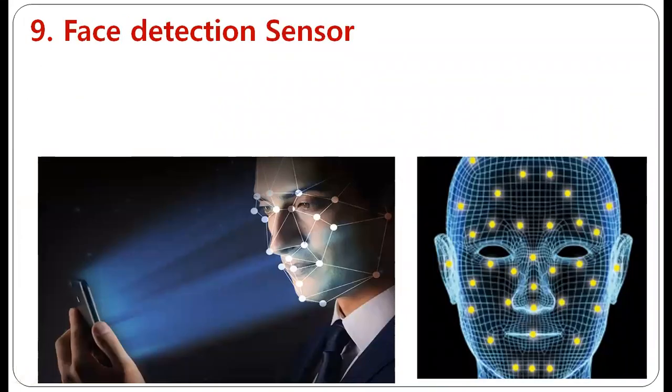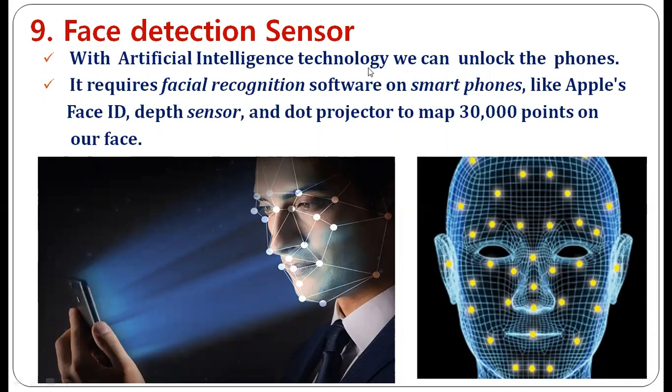Then face detection sensor. This mainly works on artificial intelligence technology. That particular smartphone should have face recognition software. You might have heard about the Apple Face ID, right? It will capture random images of the person, and for each image, it will take nearly 30,000 to 50,000 notes on the face. And then it will capture the data so accurately. With artificial intelligence technology, we can unlock the phones. It requires facial recognition software on the smartphone, like Apple's Face ID, a depth sensor, and a dot projector to map 30,000 points on our face.